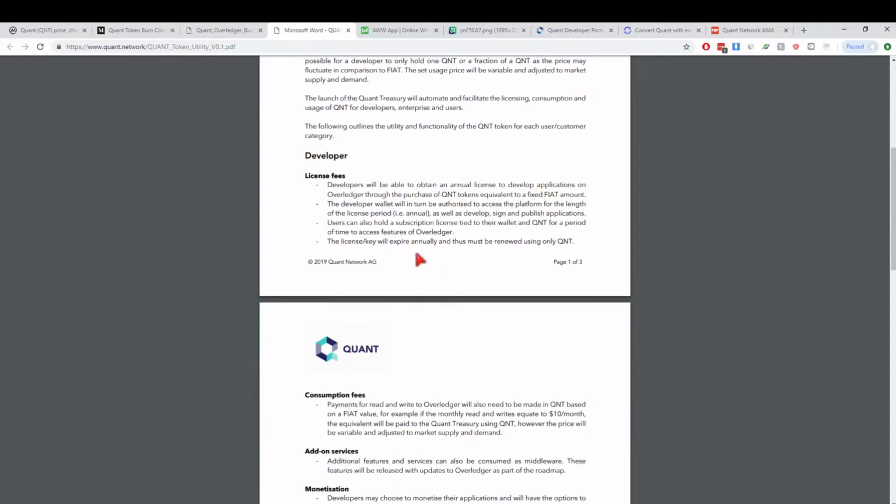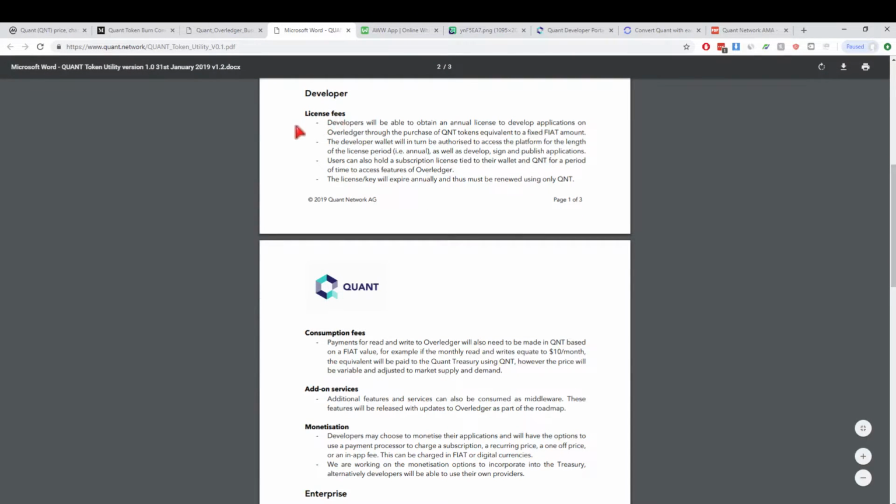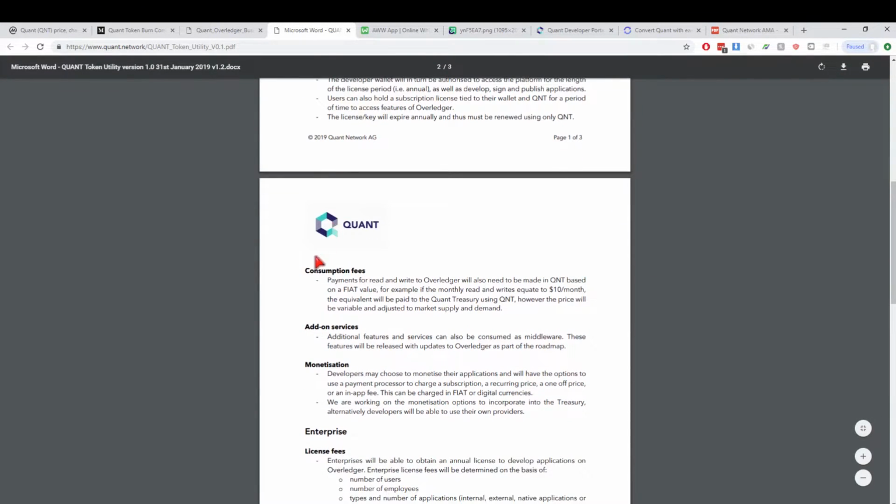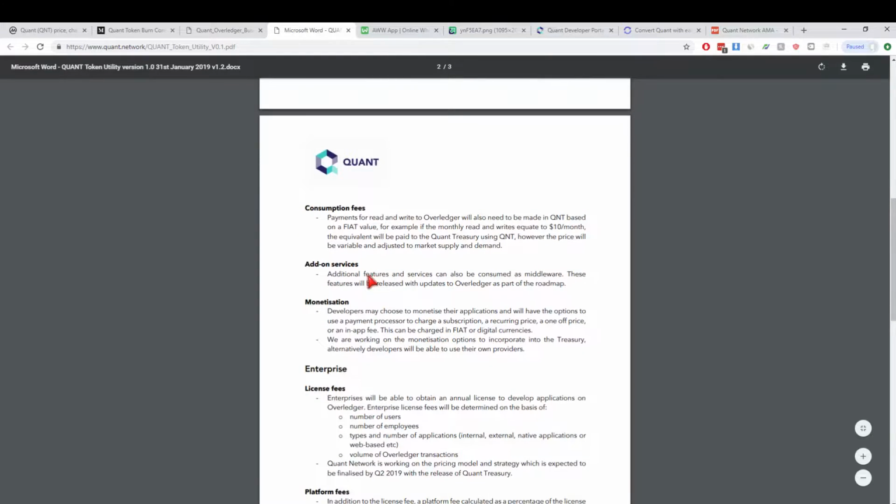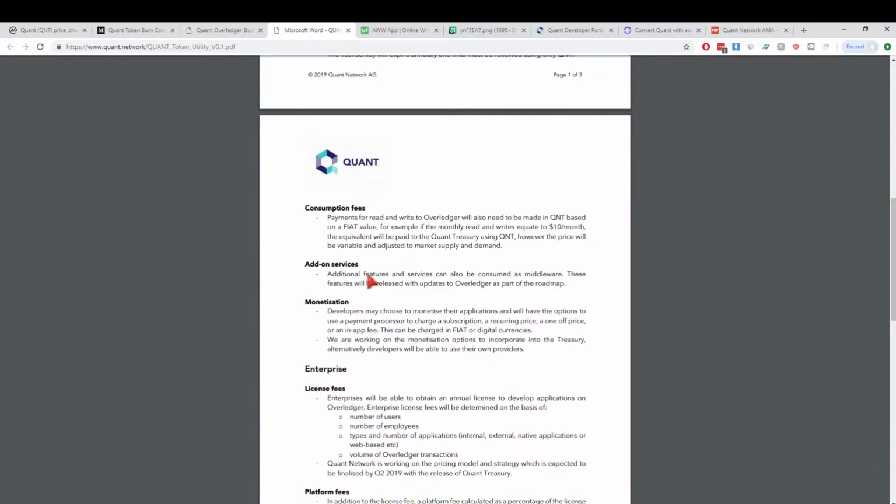So, developer, this is all really good stuff, so I will link this as well. Developers, there are licensing fees, as we said. There are also consumption fees. That basically means the more usage, the more users, and the more volume and read and write transactions going through the platform, you also need to pay for those in QNT.